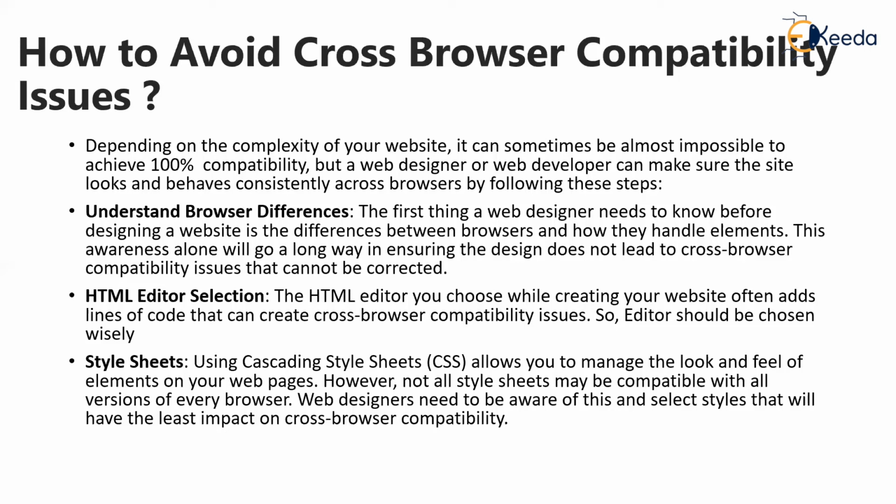Second, HTML editor selection. The HTML editor you choose while creating your website often adds lines of code that can create cross-compatibility issues. So editors should be chosen wisely, whatever editor you are using. Third, style sheets. Using cascading style sheets, that is CSS, which we are going to study in later videos, allows you to manage the look and feel of the elements on your web pages. However, not all style sheets may be compatible with all versions of every browser. So web designers need to be aware of this and select styles that will have the least impact on cross-browser compatibility.